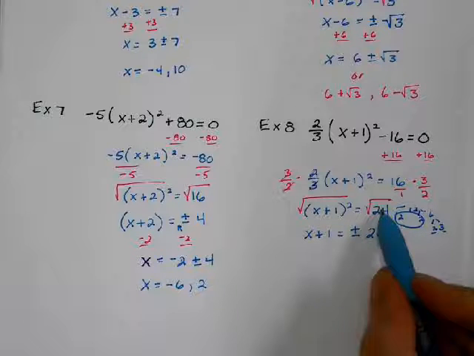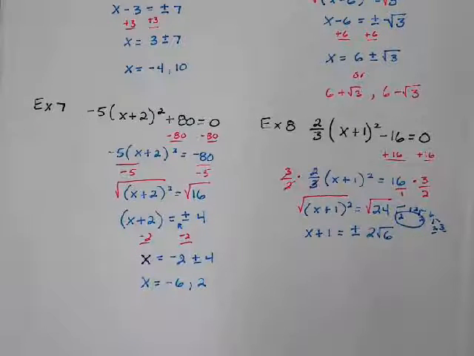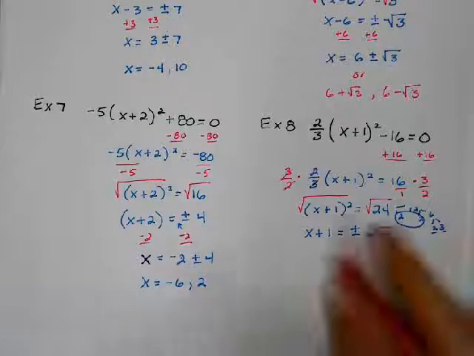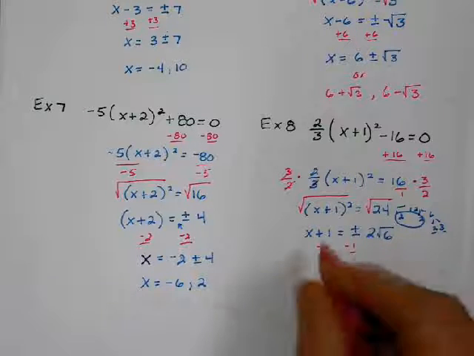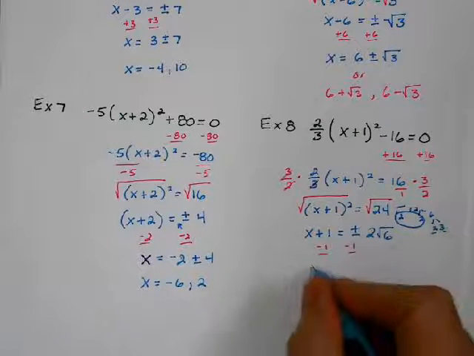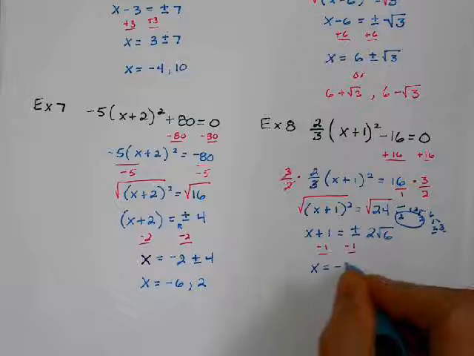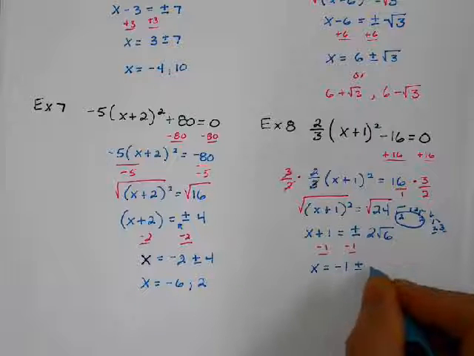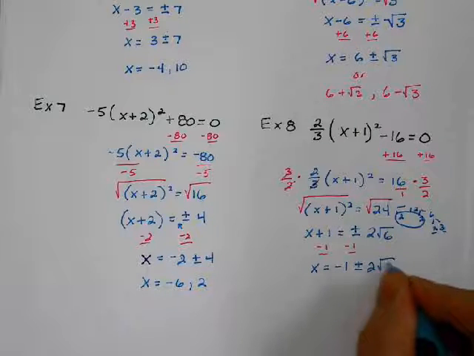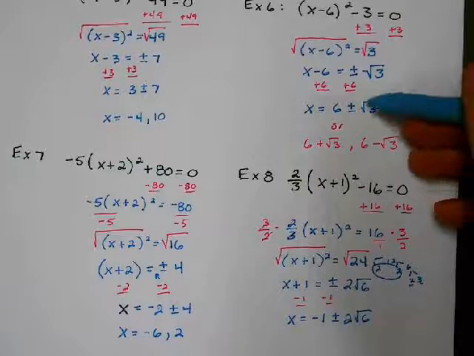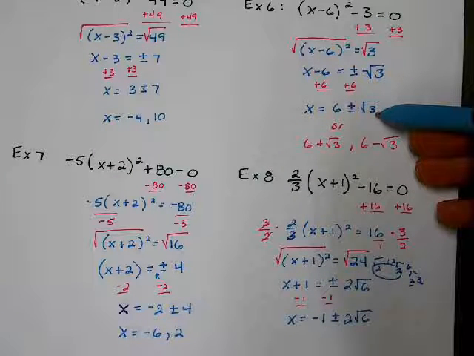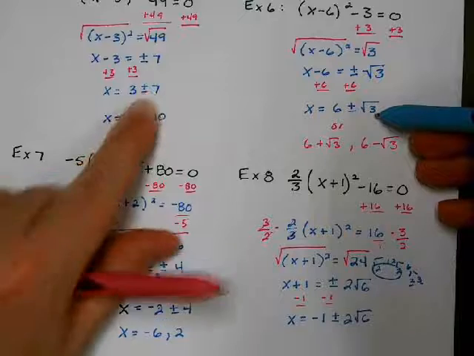Our last step is we're going to subtract 1 from both sides. And we get x equals -1 plus or minus 2 square root of 6. We're going to leave it like that because we have a radical like this problem up here. So if we don't have a radical, we're going to find our actual two answers. If we do have a radical, we're going to leave it like this.